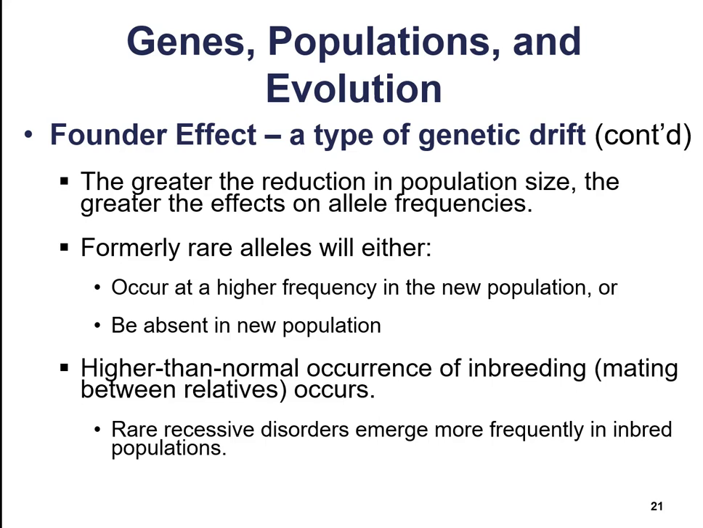Again, if you talk about the reduction in population size, if that new population gets really small, there are going to be much greater effects on allele frequencies, okay? It says here, formerly rare alleles will either occur at a higher frequency in the new population, because those rare alleles are the ones that went to start it, or they may be absent. It also says a higher than normal occurrence of inbreeding will occur. Obviously, because if just a few people went to start that new population, you're going to have a lot of inbreeding early on. And a lot of times you'll see more of these rare recessive disorders emerge in these inbred populations.